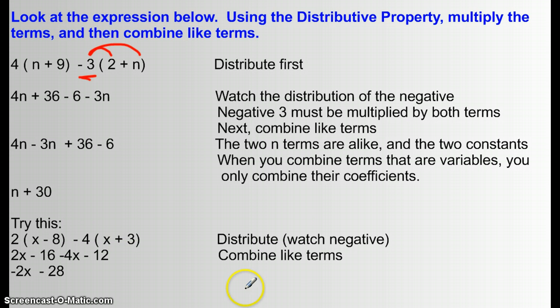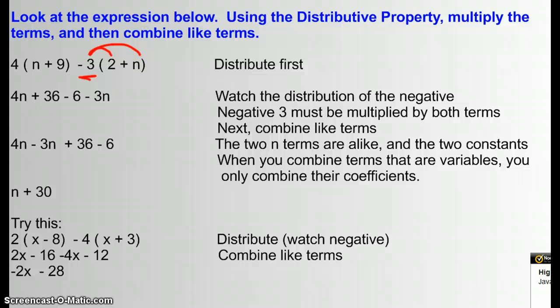Okay, so here we have several terms that are the same. We have two n terms, n raised to the 1, that's 4n and a minus 3n. And then we have two constants. We have 36 and minus 6. When you combine terms that are variables, you only combine their coefficients. So when you take 4n minus 3n, you get n. You're subtracting the coefficients. Okay?